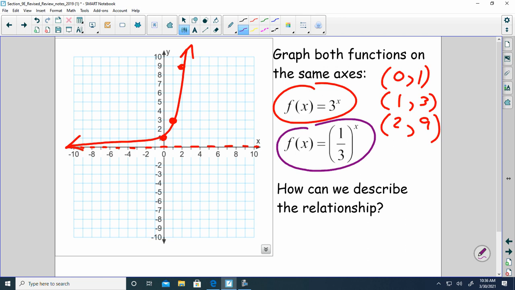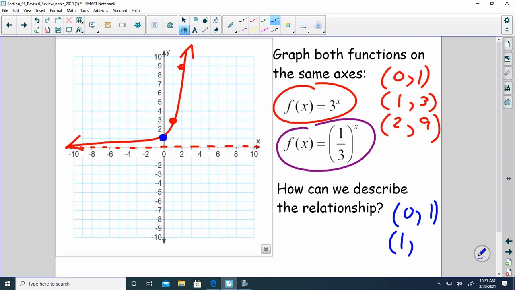So let's say we're stuck at this point. Do we agree the asymptote's the same? Okay, we're good, right? So let's say you're like, I can't fathom this in my head. What's going on? Well, let's plug 0 in. 1/3 raised to the 0 power is 1. Okay, so this point agrees. I got 1 point. 2 more to go. How in the world are we going to figure that out?